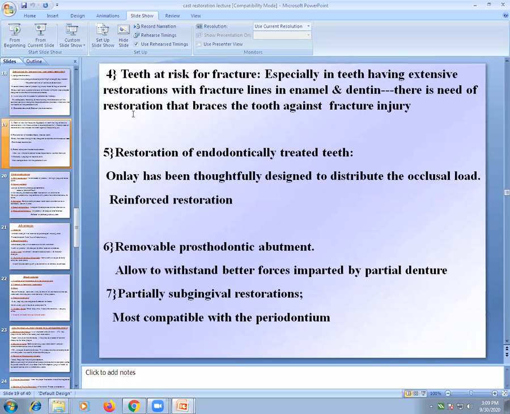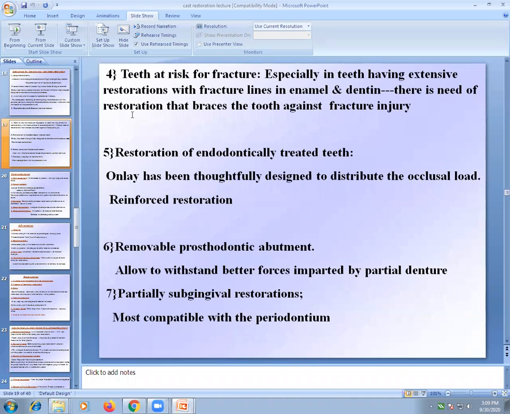So to avoid all this, we have to go for a full crown or onlay. The most preferable here, I think, after root canal treatment, is the full crown. Okay. Then removable prosthodontic abutments: it is allowed to withstand the better forces imparted by the partial dentures. Partially subgingival restorations are most compatible with the periodontium.